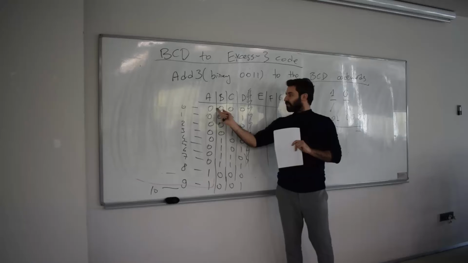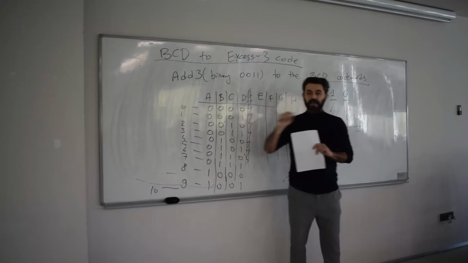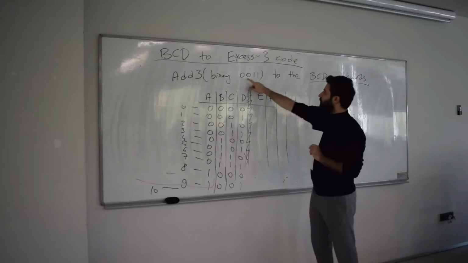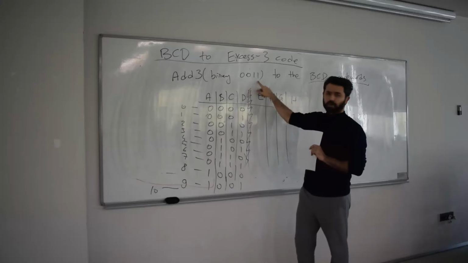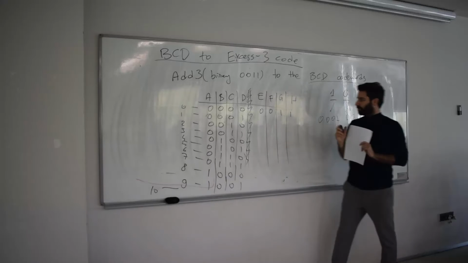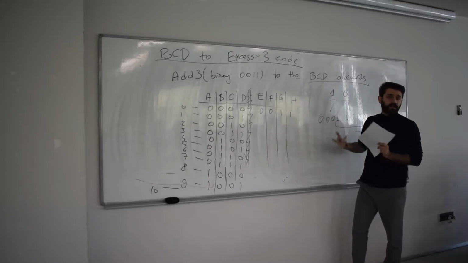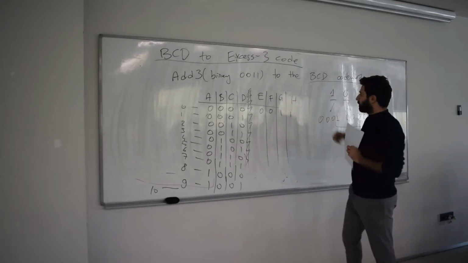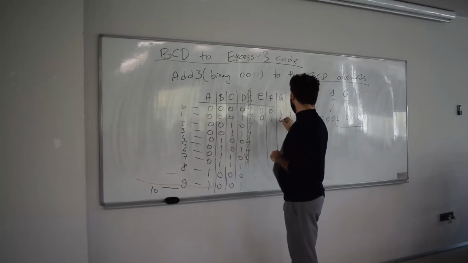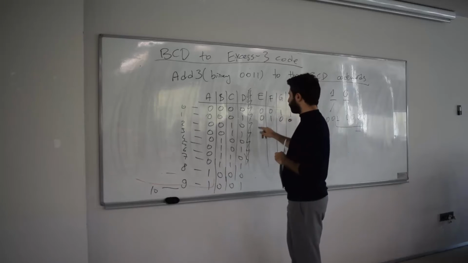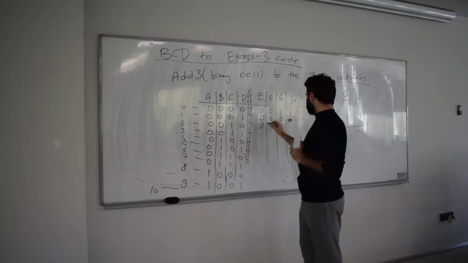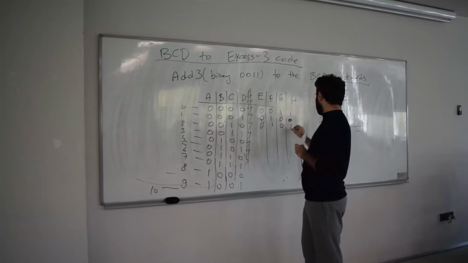So if your input is 0, 0, 0, 0, the specification says to add 3 to that input to get an output. Okay? 3 is 0, 0, 1, 1. If you add 0, 0, 0, 0 and 0, 0, 1, 1, what do you get? 0, 0, 1, 1, right? Okay, good. Because 0 plus 3 is actually 3 in the BCD domain. Okay, how about the second row? What do you get? 4. How about the third row? 5, right? 2 plus 3, 5. So this is 0, 1, 0, 1.